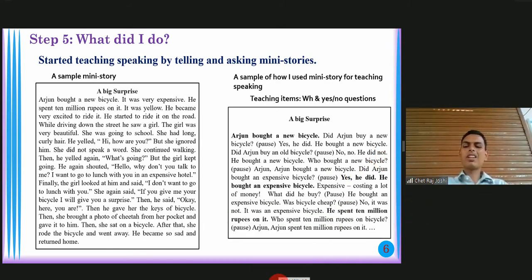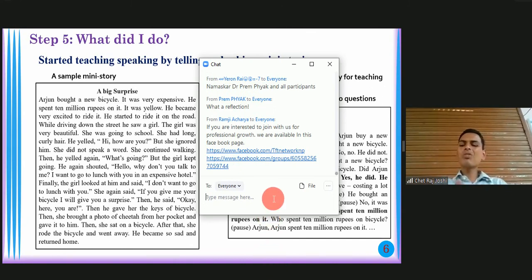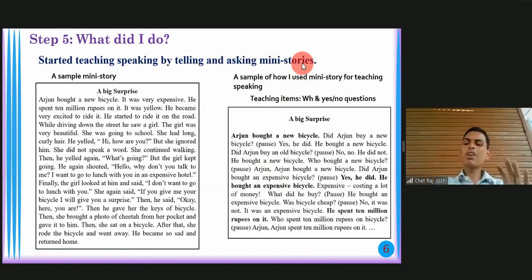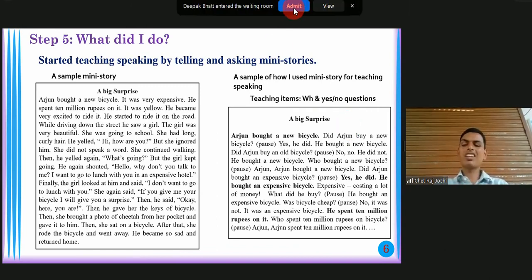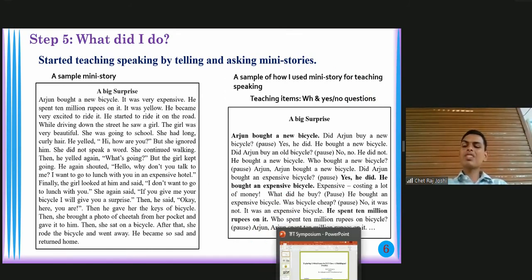As an example, I said, "Arjun bought a new bicycle." Then I asked a number of questions like, "Did Arjun buy a new bicycle?" Then I paused for a while and gave time for answering. Then I answered myself by saying, "Yes, he did. He bought a new bicycle," so that my students could correct their mistakes if they had any.